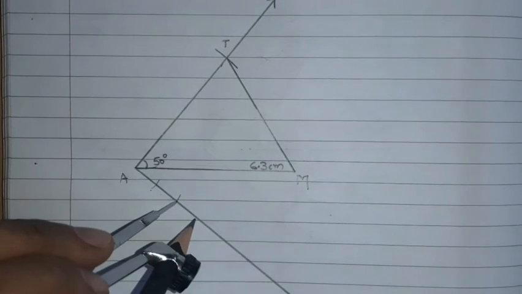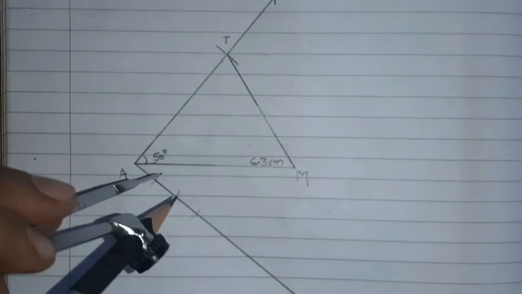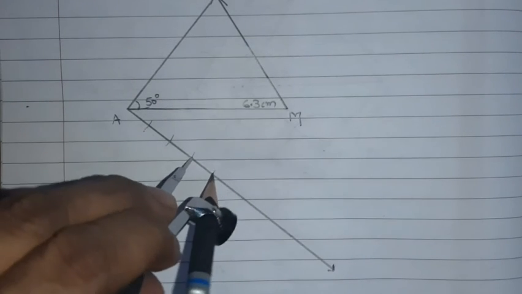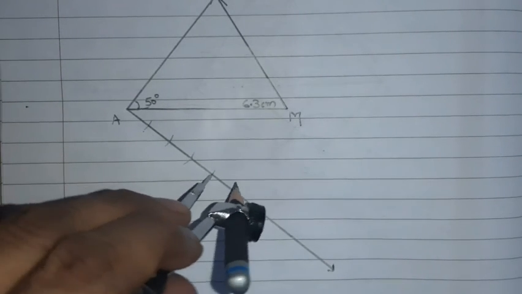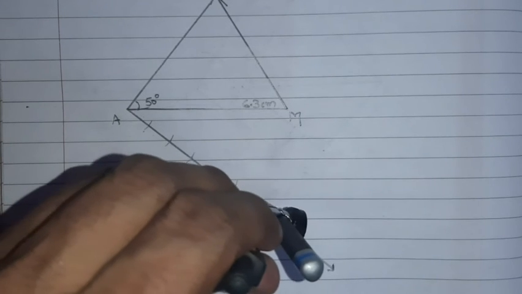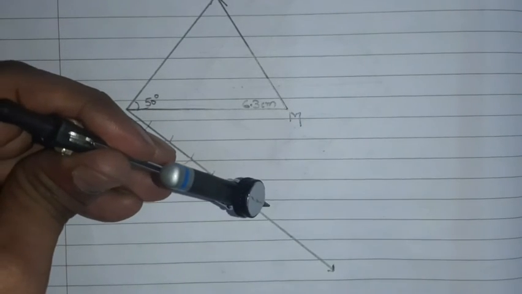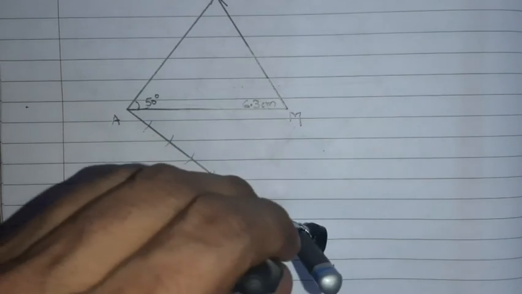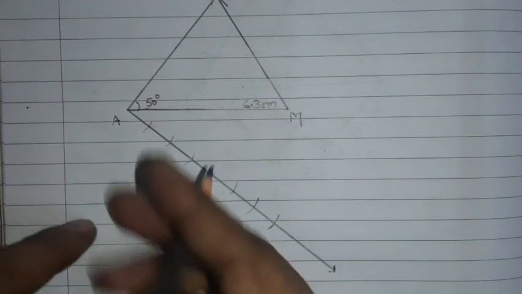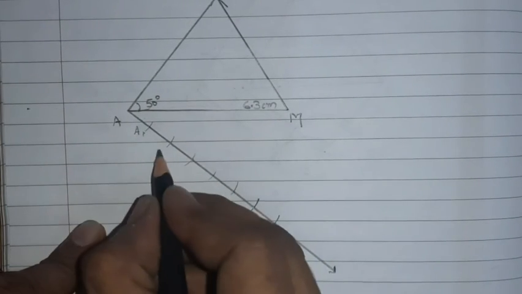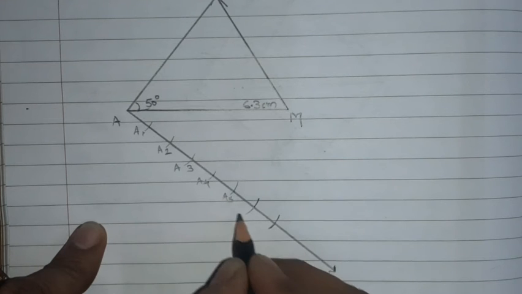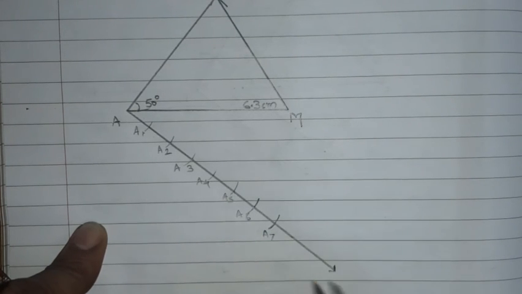2, 3, 4, 5, 6, and here it is. Got it? 7 parts we have made. Here it is A1, A2, A3, A4, A5, A6, and here it is A7.